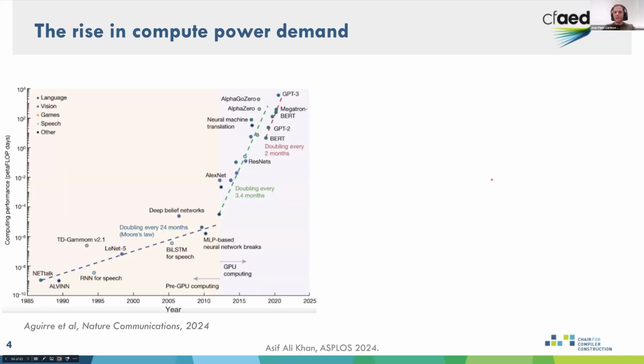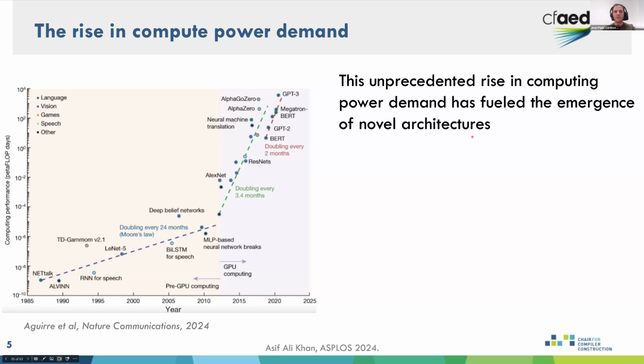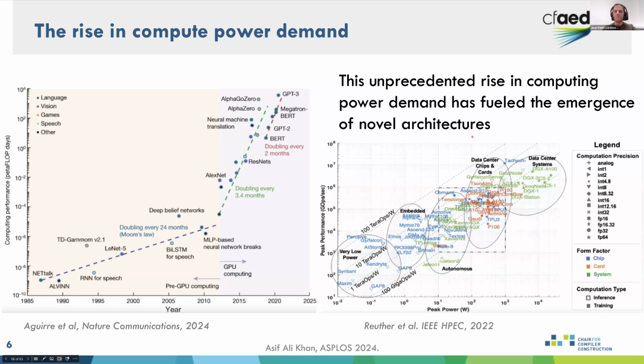We have heard a lot about ML in the past few months and years, and how it is raising compute demands. Following that, we also have an unprecedented rise in computing power for these emerging models, which leads to a bunch of novel architectures that go from data center accelerators to very low power for the edge. In general, all of them are trying to get very high peak performance for very low peak power.